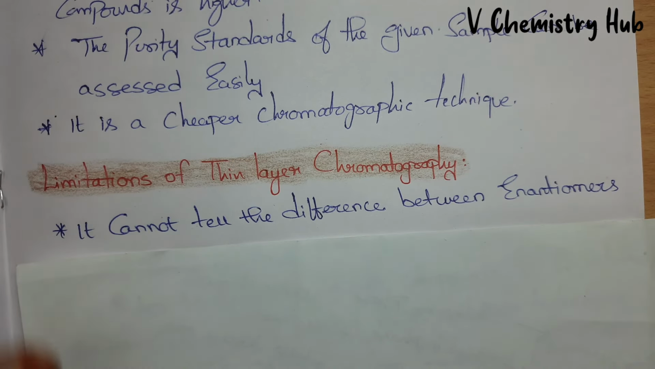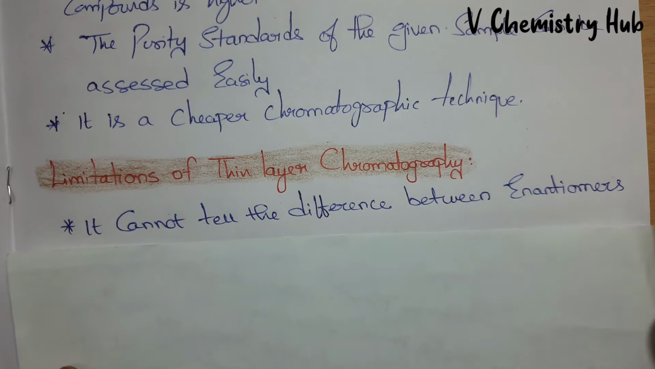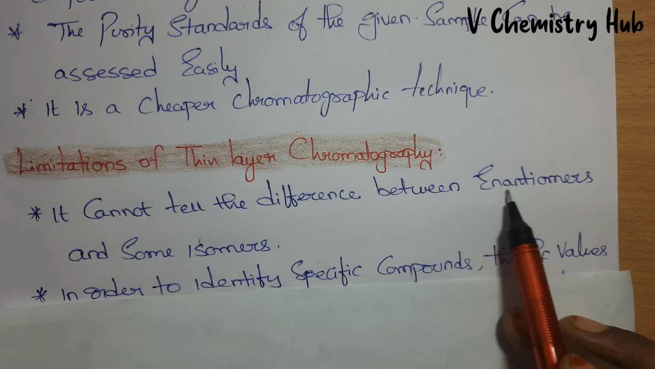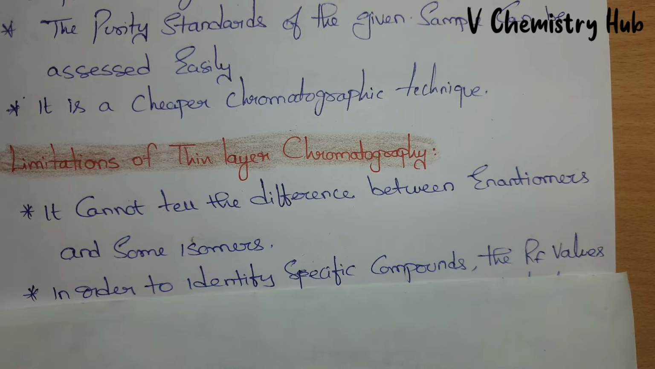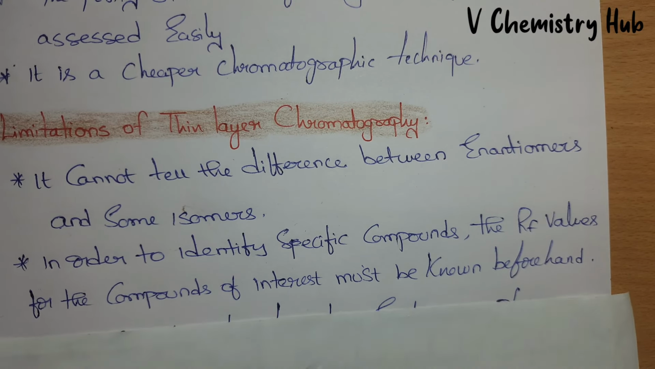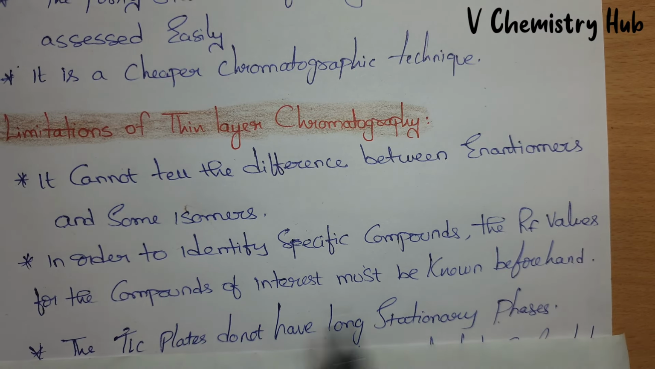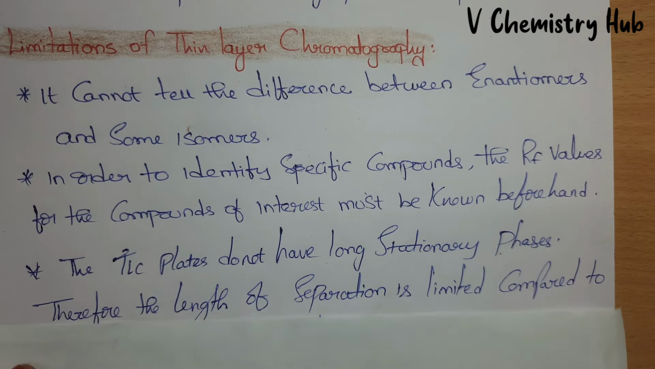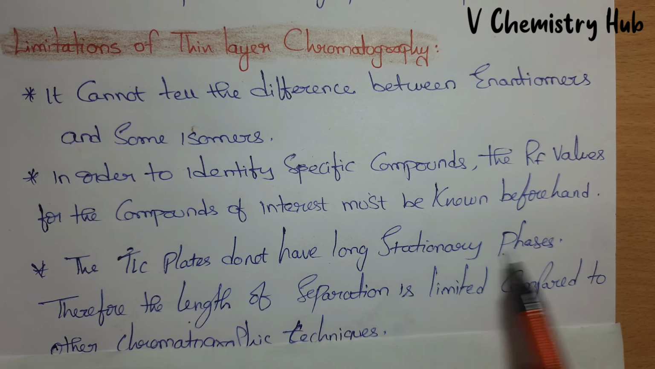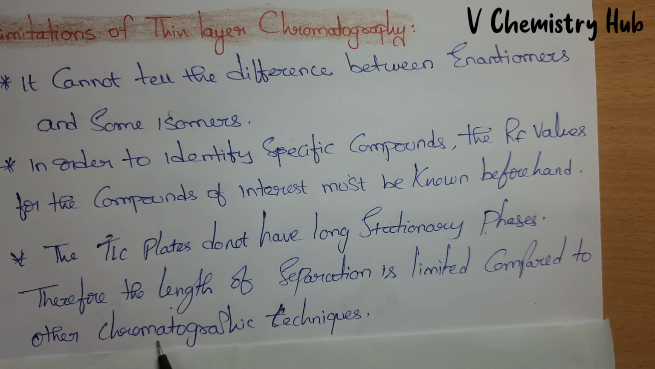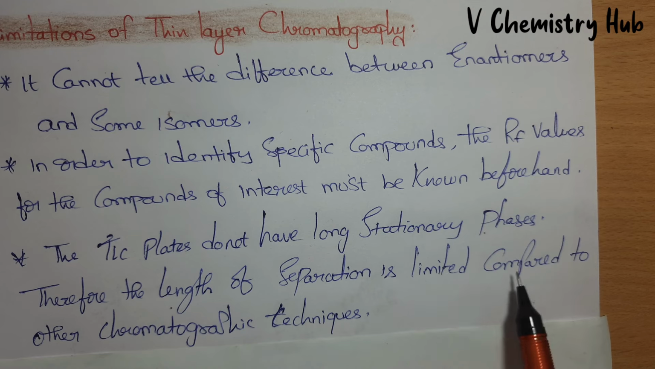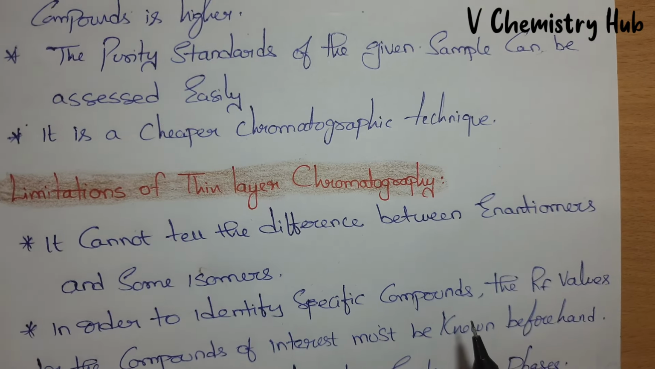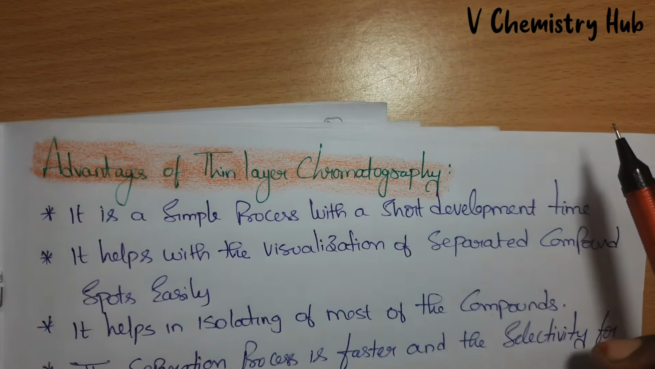Here are some of the limitations of thin layer chromatography. It cannot tell the difference between enantiomers and some isomers. And in order to identify specific compounds, the RF value for the compounds of interest must be known beforehand. And the TLC plate does not have a long stationary phase. Therefore, the length of separation is limited compared to other chromatographic techniques. So, these are the limitations and advantages of TLC.